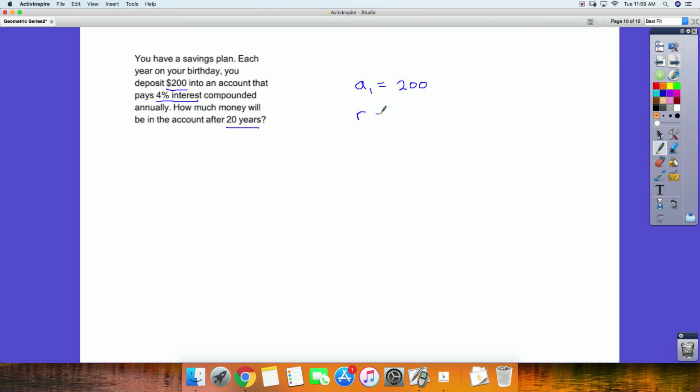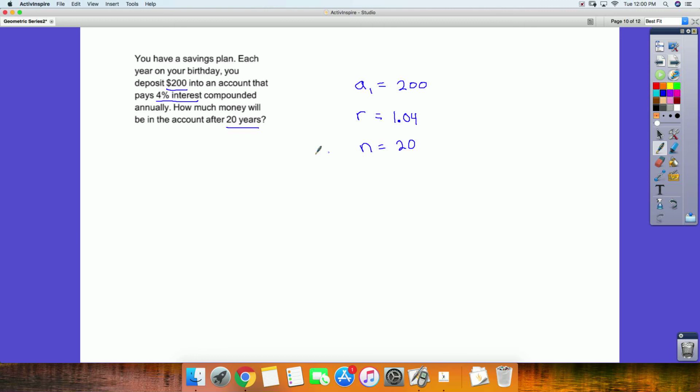Then the rate each year gives you 4% interest annually. So we can't just put 4, we have to put 1.04, because you're still keeping the original amount you had, that's the 1, but then we're adding an additional 4%. And then our N is 20 years.